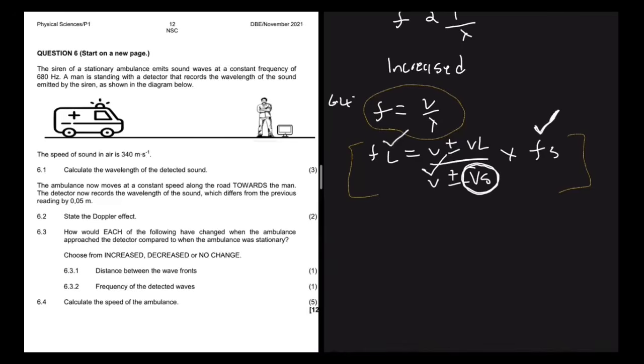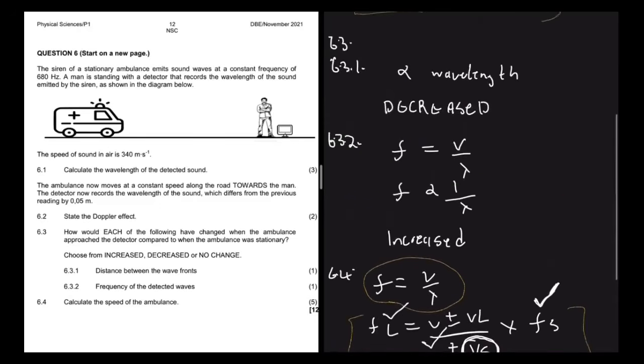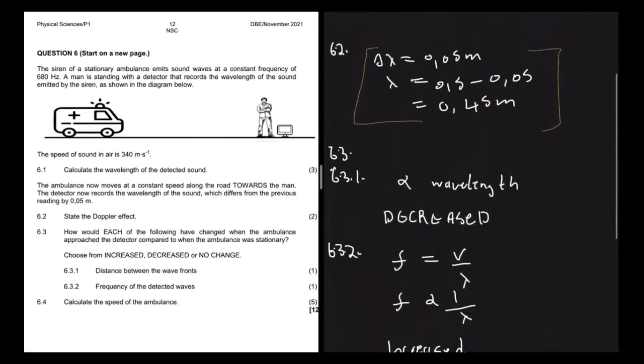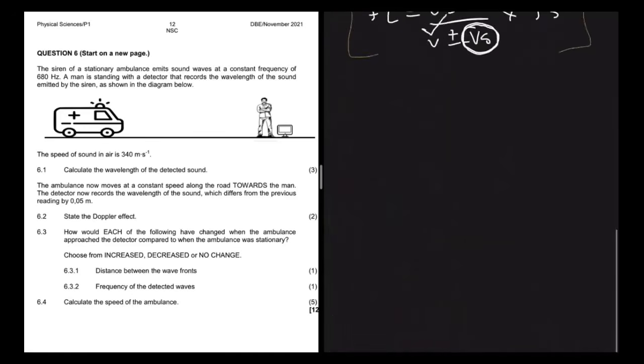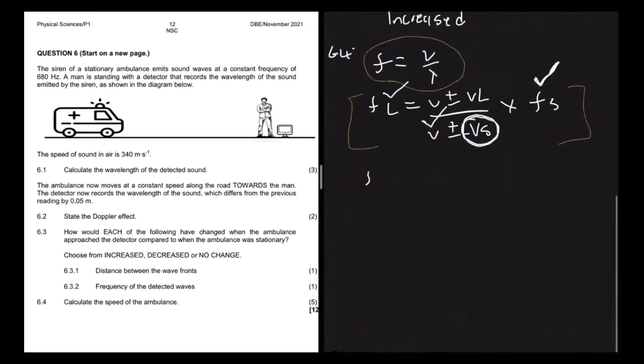And then frequency of listener, we can determine it because we now have the wavelength when the ambulance is moving towards, right? Which we determined to be 0.45 meters. So we're gonna have frequency of listener equals 340 divided by 0.45, and that will be in the units of Hertz. So let's leave it like that. Let's not solve it any further. We're just gonna keep it like that.